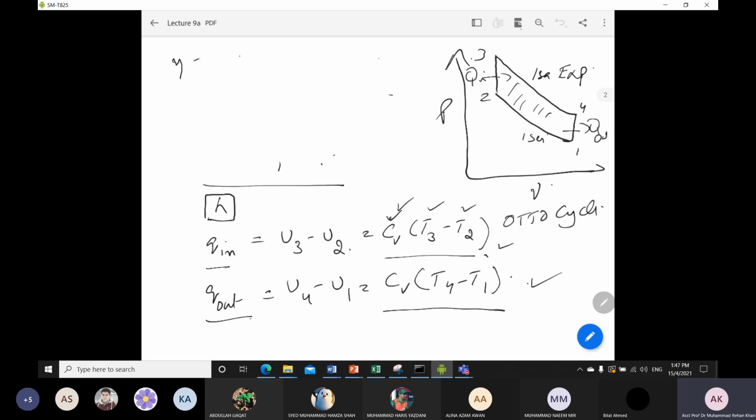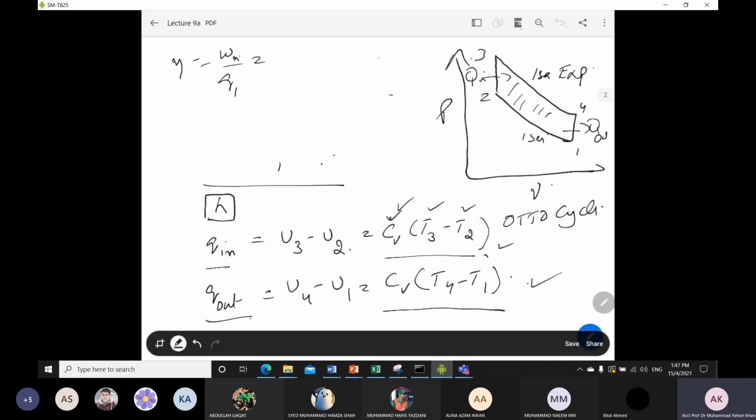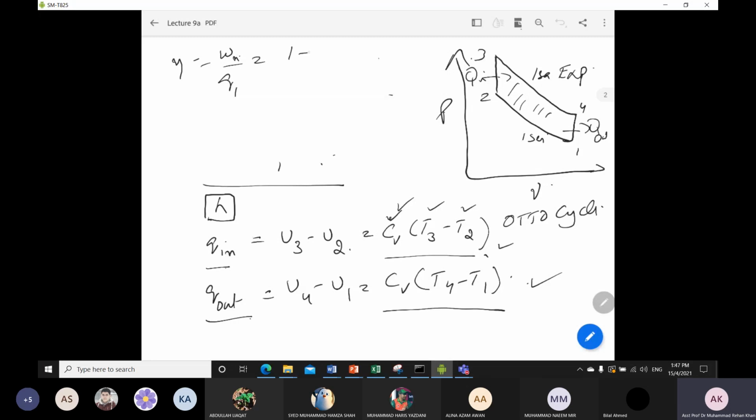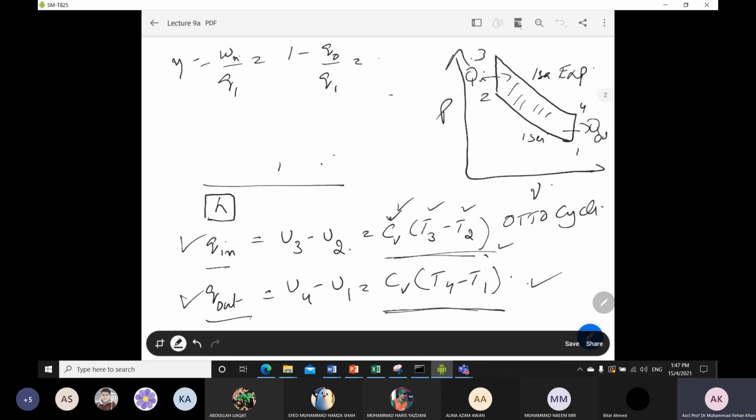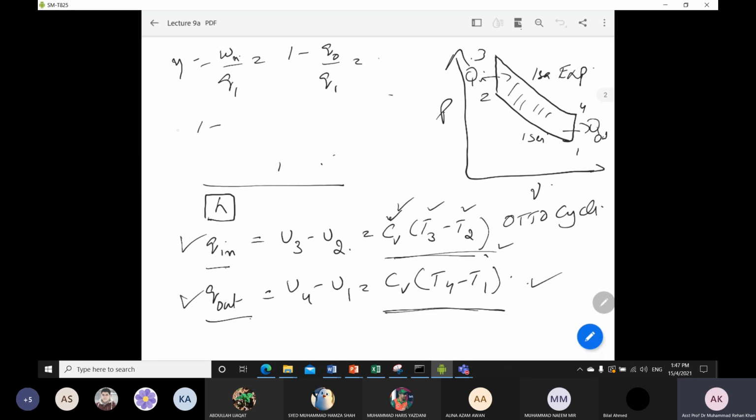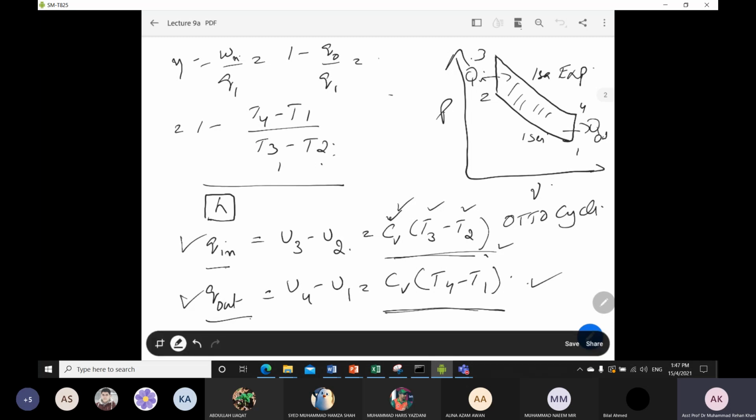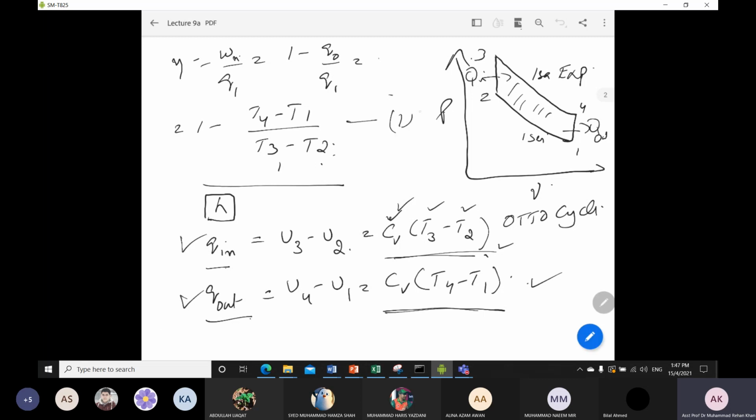For the efficiency equation, efficiency is equal to W net over Q in. By plugging in all the values, W net is Q in minus Q out, so efficiency is equal to one minus Q out over Q in. Q out is known to you, Q in is known to you, so you can just plug in these values from equation one, CV times T3 minus T2 and CV times T4 minus T1, into the efficiency equation, and you will get the relation: efficiency equals 1 minus (T4 minus T1) over (T3 minus T2). So this is the relation, and we will move forward using this equation. You can say this is your equation number 4, and you can just note it down.